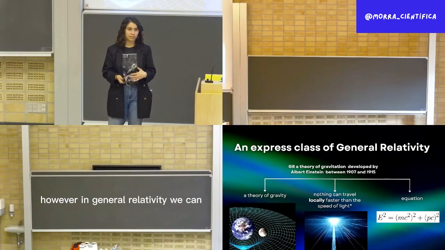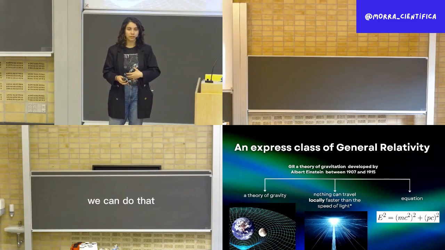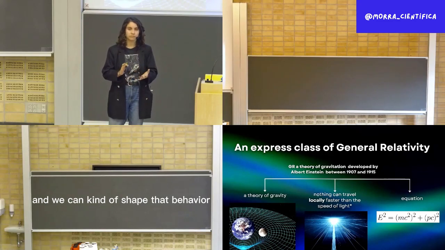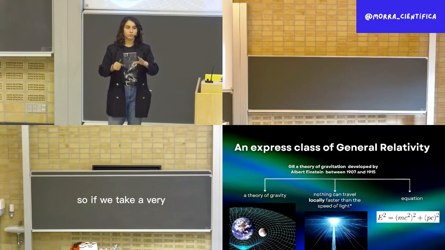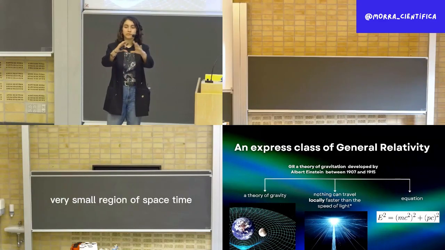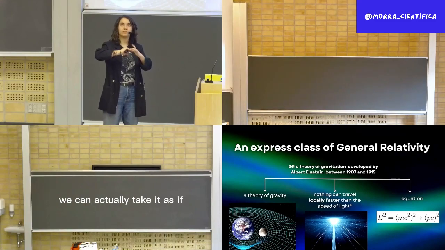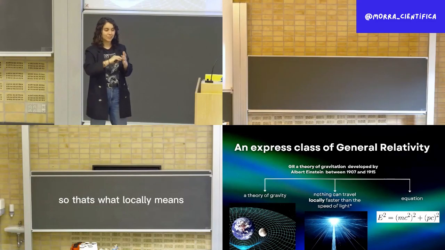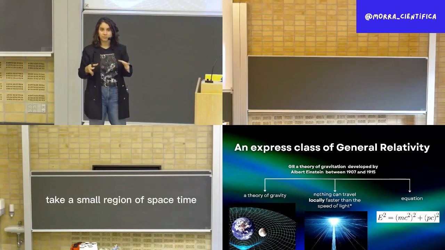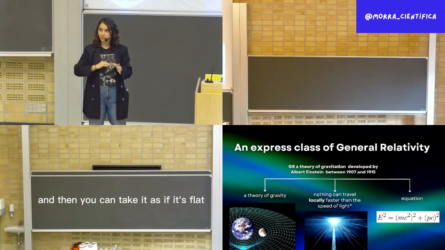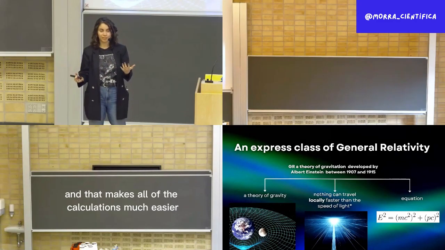However, in general relativity, we can do that, and we can shape that behavior if we look at the local space. If we take a very, very small region of space-time, we can actually take it as if it is flat. That is what locally means. Take a small region of space-time, and then you can treat it as flat, and that makes all of the calculations much easier.